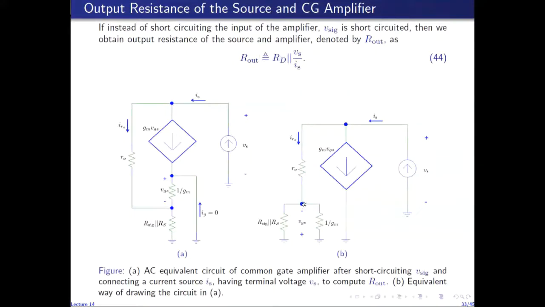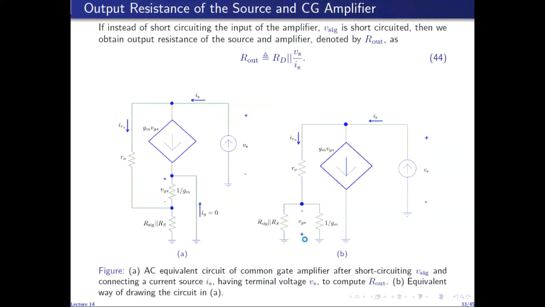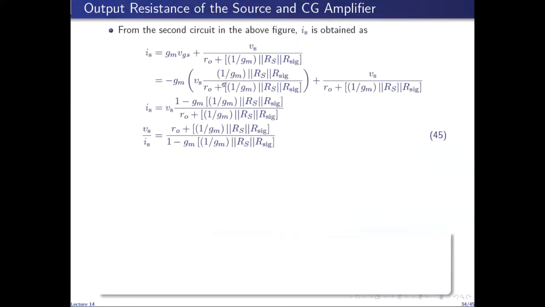Now VGS, which is the voltage of ground with respect to this node, is actually the negative of the voltage of this node with respect to ground. The voltage at this node with respect to ground can be found by the voltage division rule, because R naught and this parallel combination are in series. So Vs divides between small R naught and the parallel combination. So the voltage at this node is the parallel combination divided by the parallel combination plus small R naught, times Vs. And the negative of this voltage is VGS.